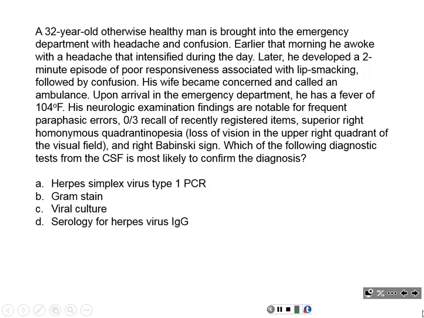Upon arrival, he has a fever, and his neurologic examination is notable for paraphasic errors. He can't recall recently registered items. He has superior right homonymous quadrantanopia, which is just loss of vision in the upper right quadrant. So we have all of these focal deficits, right? And a Babinski sign. Which of the following diagnostic tests is most likely to confirm the diagnosis that this is definitely a viral CNS infection with herpes?